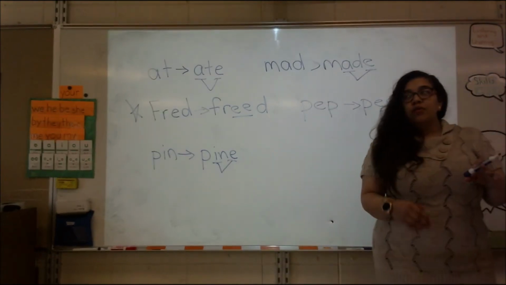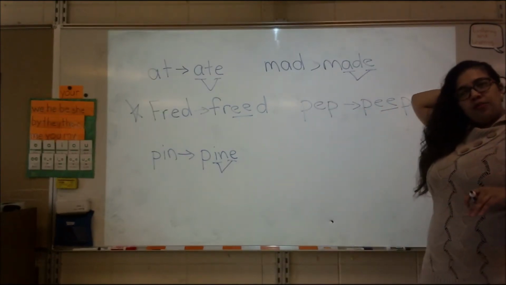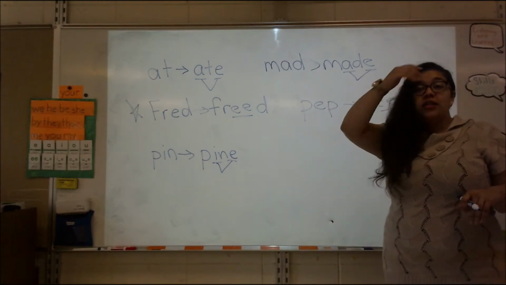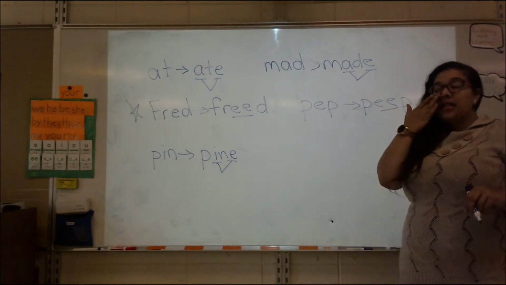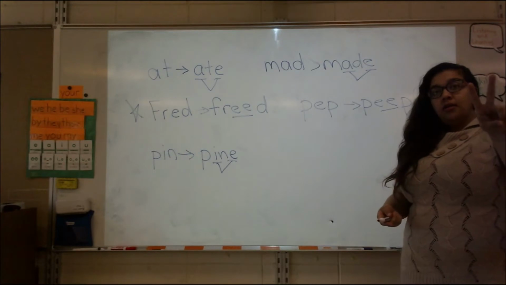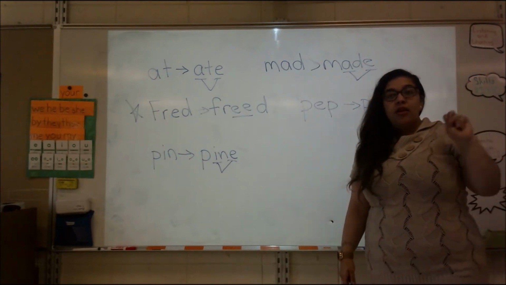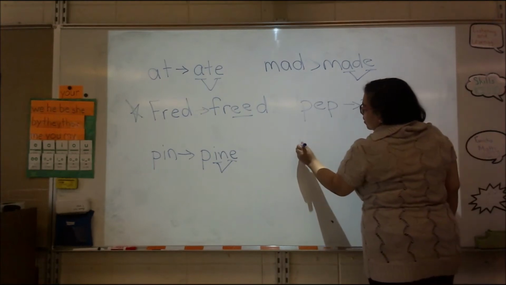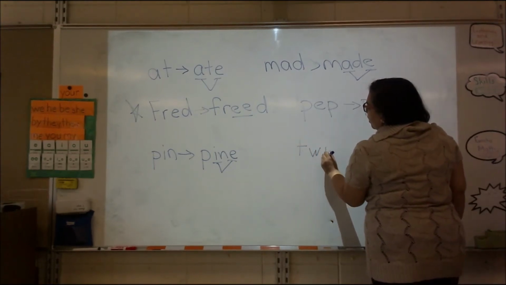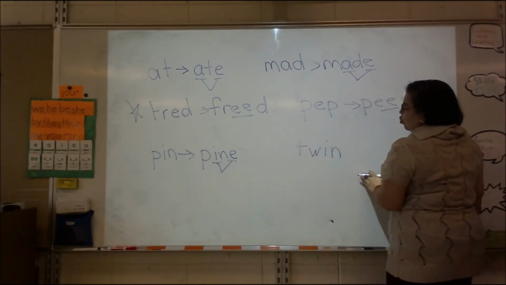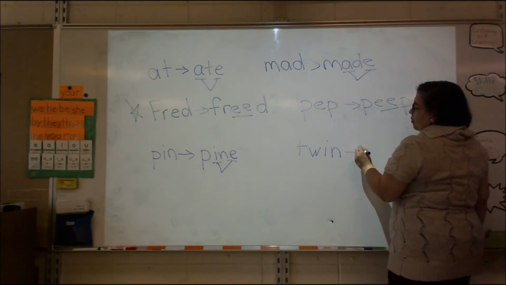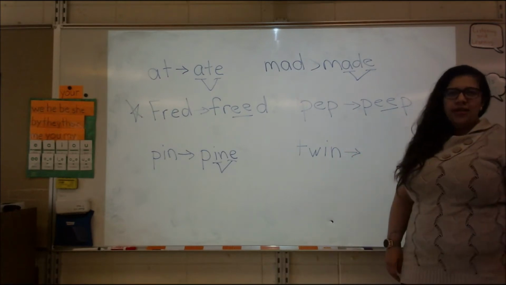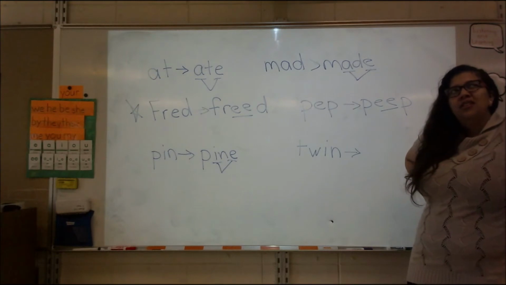Twin. Remember I told you once before when we talked about the words 2 and 20 and twice that TW also means 2. So we know di means 2. We know TW means 2. So twin, that means there's 2 of them. Twins. Do you know any twins? Are there any twins in first grade this year?